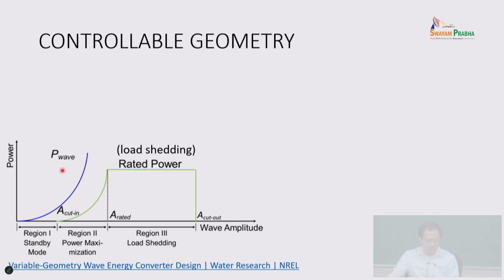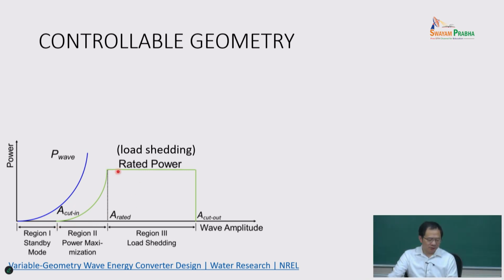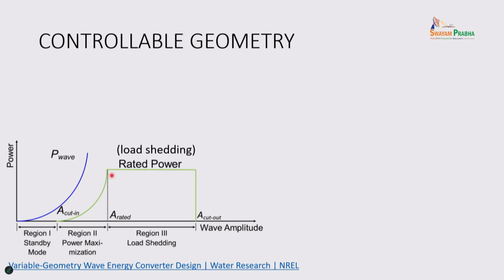Like in wind energy, if wind speed is too large, you knock down the wind turbine, you don't generate electricity. Waves follow the same, right? So at small wave speed, you don't generate energy, and if wave amplitude is above a certain number, then you shed the load and make it flat, right? Then you have cut-off, you just knock things down.